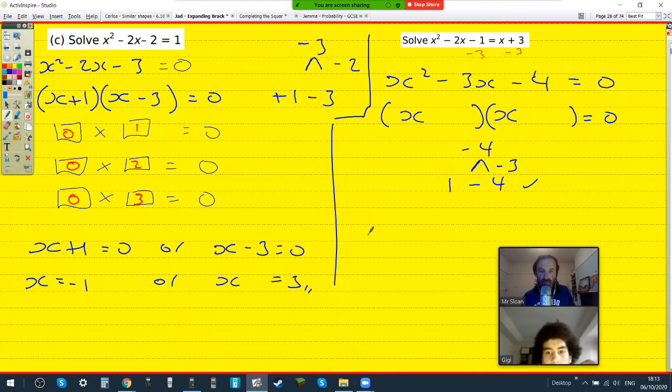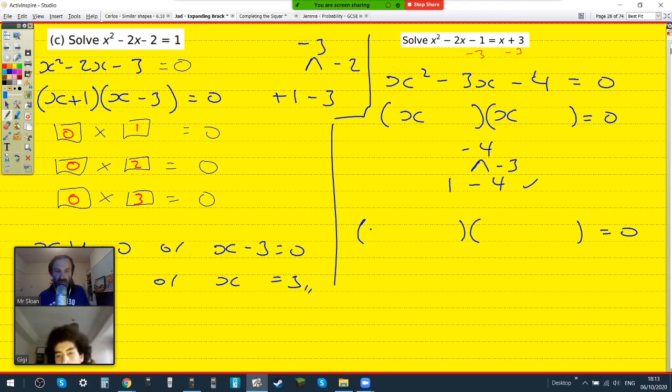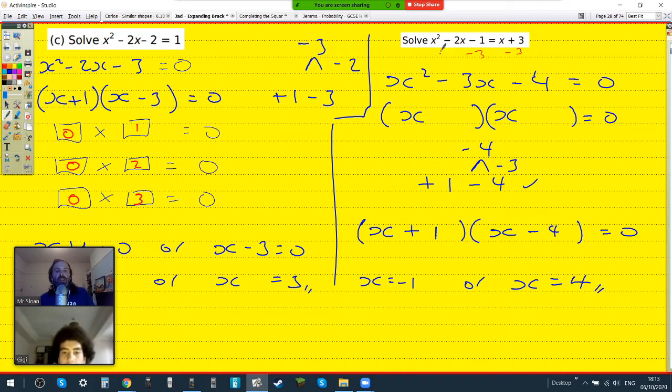You put them in the brackets. So what are the brackets? X minus 3 and X minus 4. Oh no, X plus 1 and X minus 4, right? And X equals minus 1 or 4. If you put 4 in, you'd get 4 squared minus 8 minus 1, which is 7. And 4 plus 3 is also 7, so you can check your answer that way.